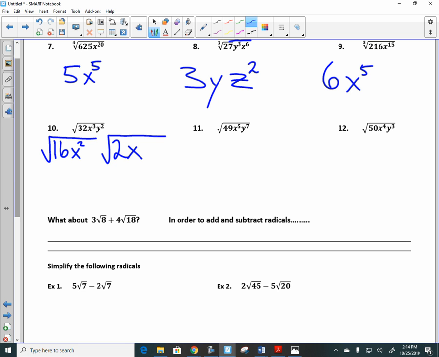Can you take the square root of y squared? Yes. So over on the left are all the things you can take the square root of. On the right, you can't take the square root of. Square root of 16 x squared y squared is 4xy root of 2x.